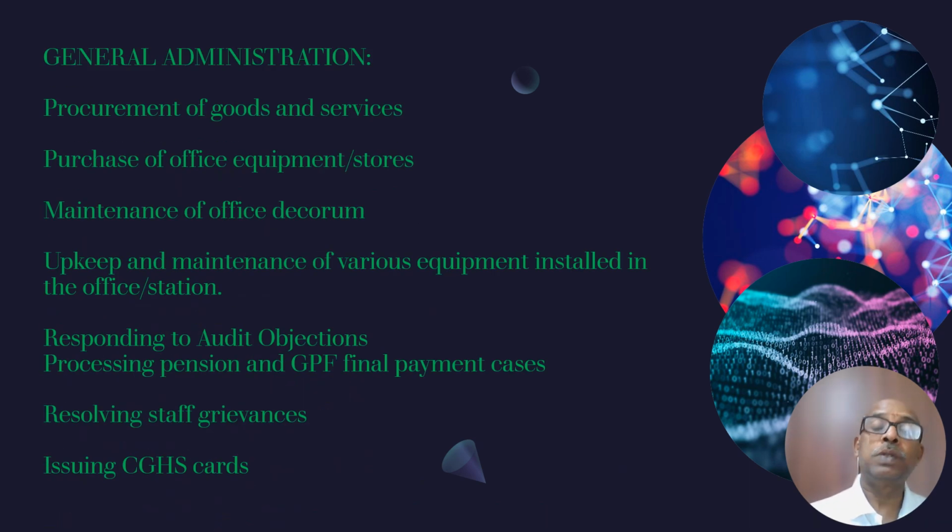Now, general administration. As I told earlier in the beginning, HO's role is almost complete. Everywhere HO's role remains in the field office. Procurement of goods and services, purchase of office equipment and stores, maintenance of office decorum, upkeep and maintenance of various equipment installed in the office and the station, responding to audit queries, audit objections. The head of office will organize the audit, and reply to audit queries, collecting information from various divisions or sections.